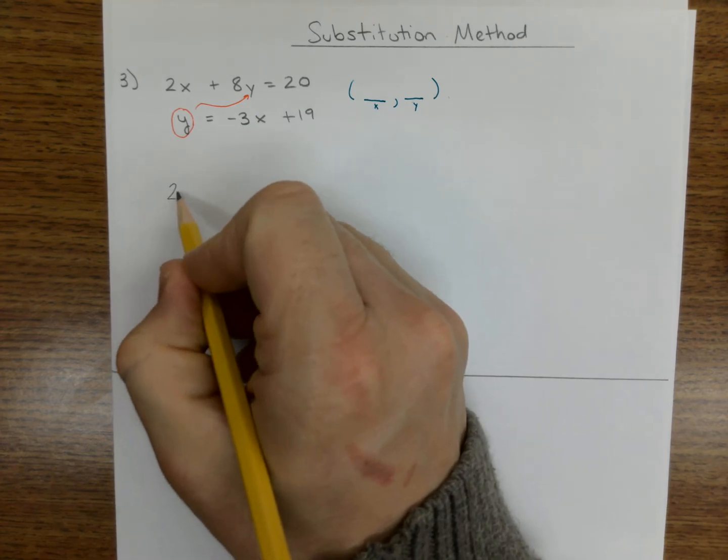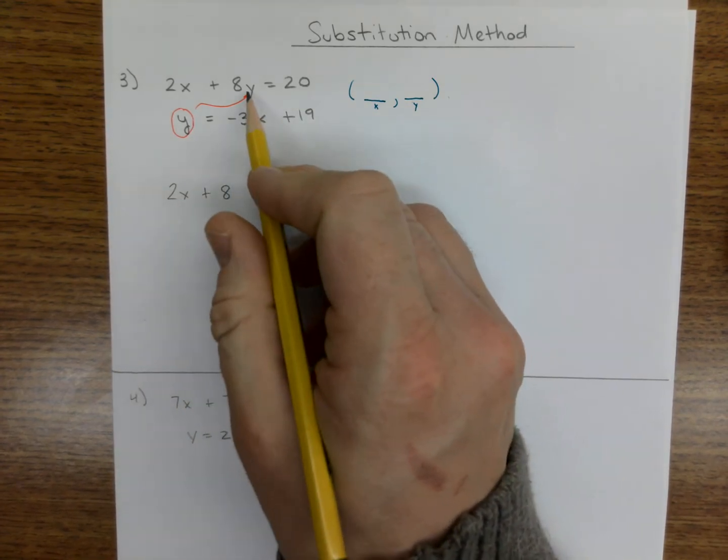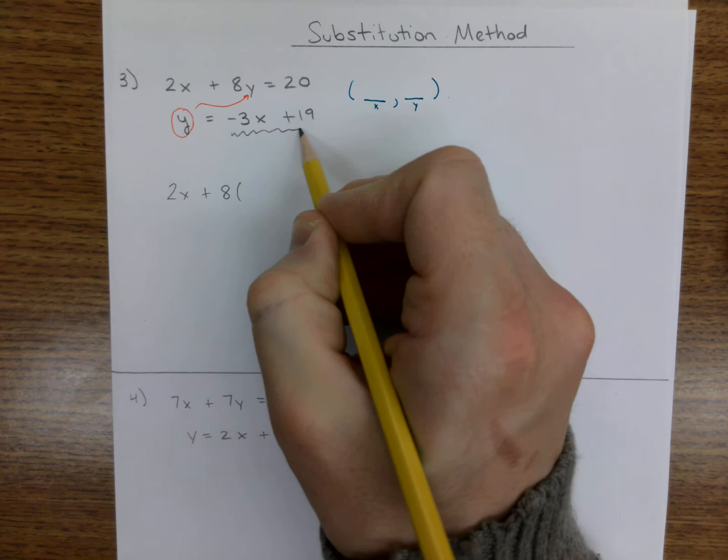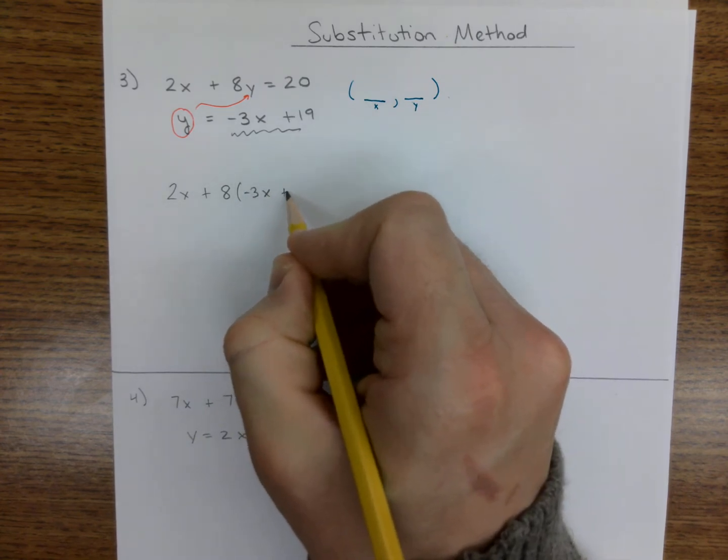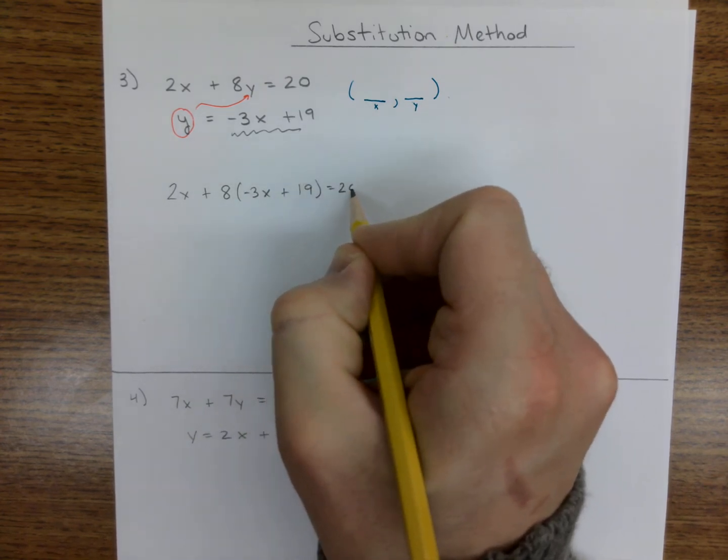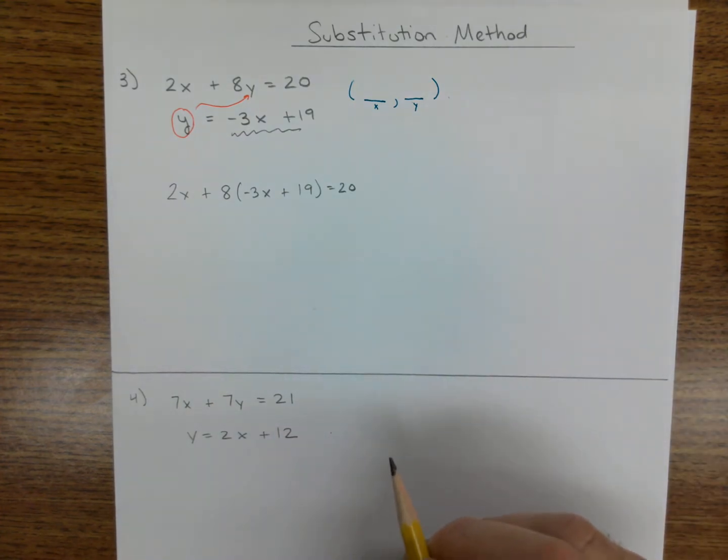So let me rewrite that. 2x plus 8, and a y would be all of this thing here. Negative 3x plus 19 is equal to 20. And now we just have to solve that equation.